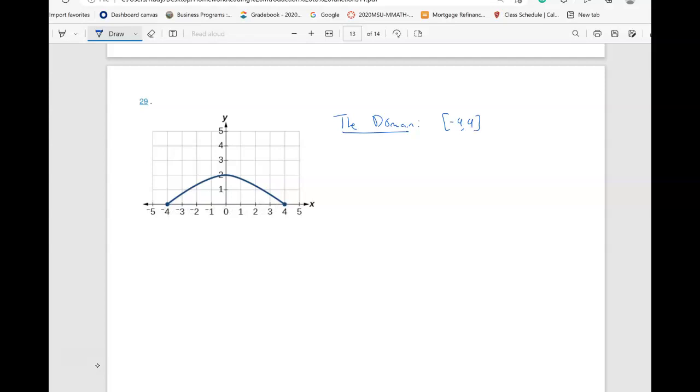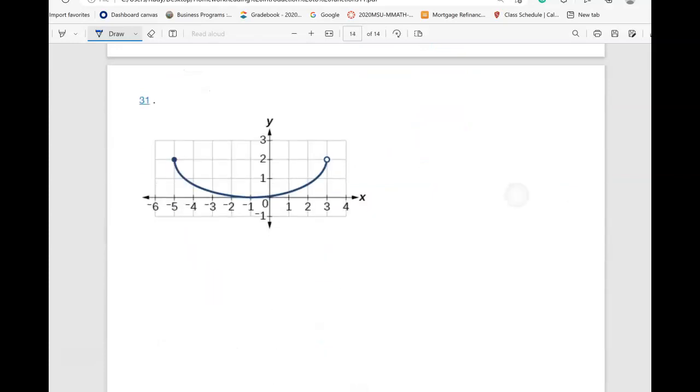In the range, well, we're looking at y values from 0 to 2. So bracket 0 to 2. And that's actually it for this one. Let's take a look at the last one. And let me talk about the domain.